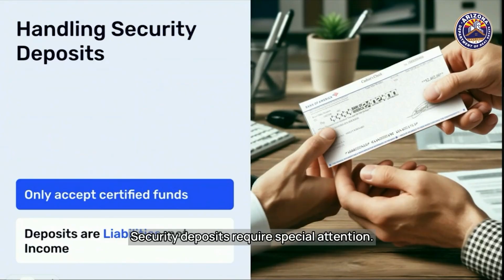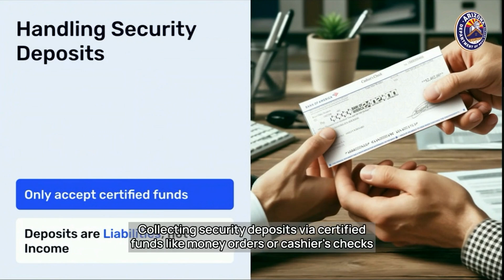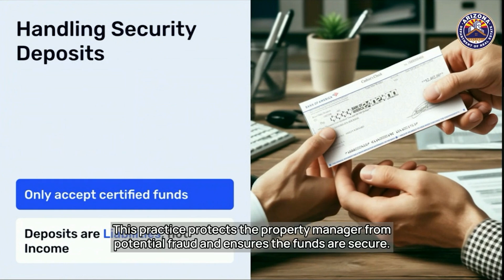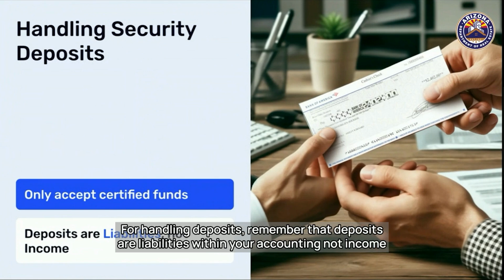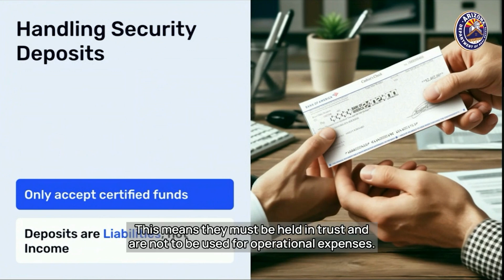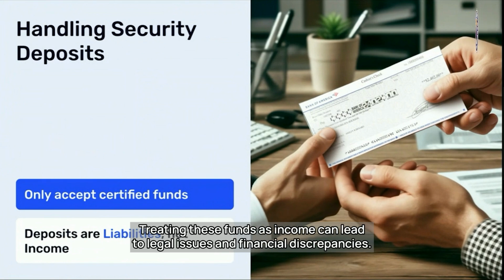Security deposits require special attention. I spoke earlier about certified funds. Collecting security deposits via certified funds like money orders or cashier's checks ensures that the funds are immediately available and cannot be reversed. This practice protects the property manager from potential fraud and ensures the funds are secure. For handling deposits, remember that deposits are liabilities within your accounting, not income. Security deposits are considered liabilities. This means they must be held in trust and are not to be used for operational expenses. Treating these funds as income can lead to legal issues and financial discrepancies.